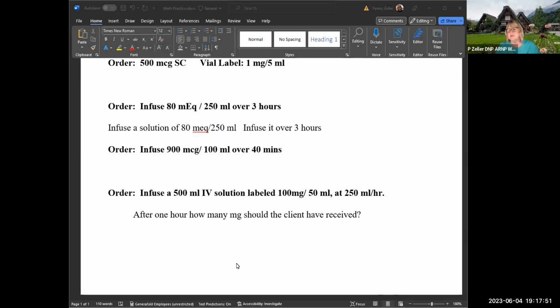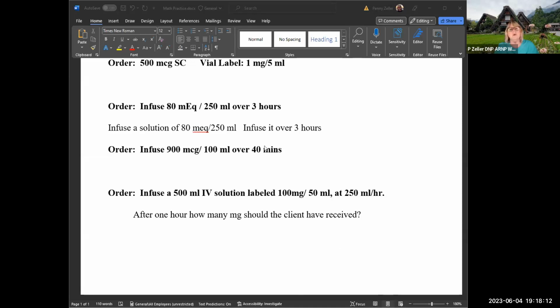What about if you have 80 mEq in 250 mL, right? Yes. What about 3 hours? Is 3 hours equal to what? So it's 80 times 3 divided by 250.